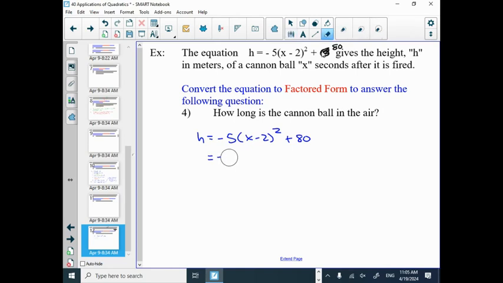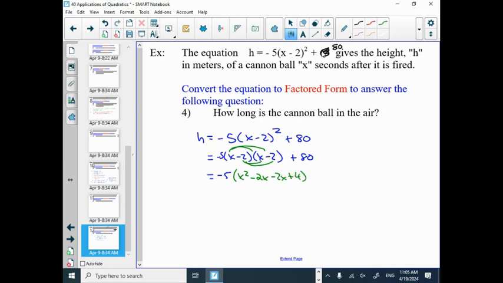So the -5 and the x minus 2 times the x minus 2 plus the 80. Oops, I missed my -5 there. So we'd have the -5, we'd have the x squared. I'll do it in green like I did last time. There and there and there and there. So that's going to give us an x squared and a -2x and another -2x and a +4.